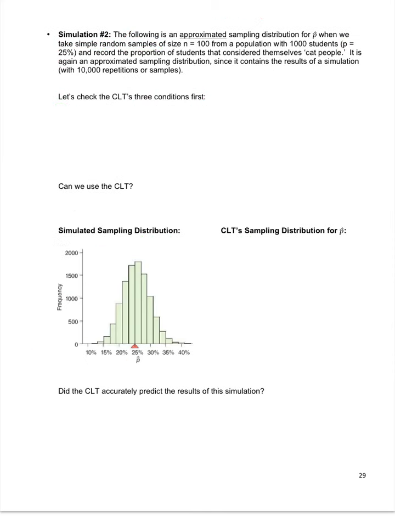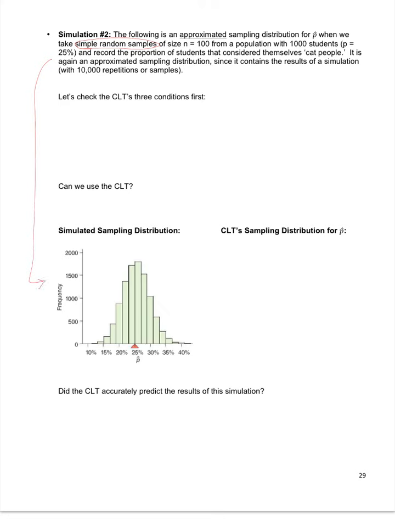All right, let's do a second one, and hopefully this one will give us an example where it does work. In simulation number 2, the following is an approximated sampling distribution for p hat when we take simple random samples, so we're doing without replacement again, of size n equal to 100 from a population with 1,000 students. And again, p is equal to 25%. We also recorded the proportion of students that consider themselves cat people. So it is again an approximated sampling distribution, since it contains the results of a simulation with 10,000 repetitions or samples. And here are our simulated results down here.